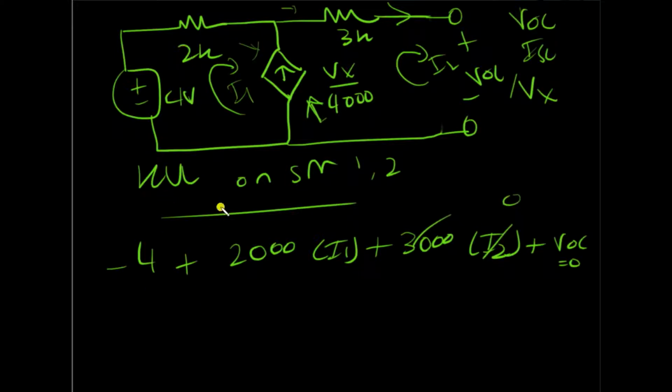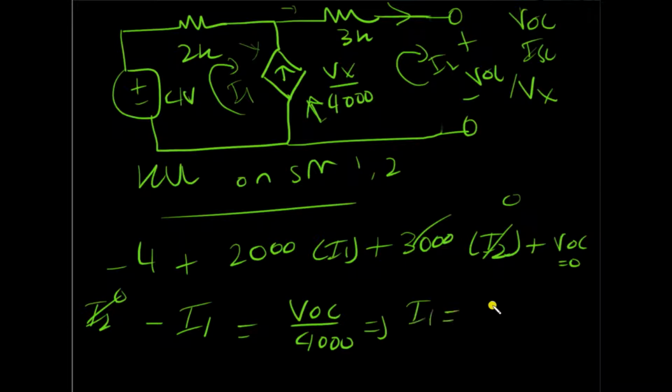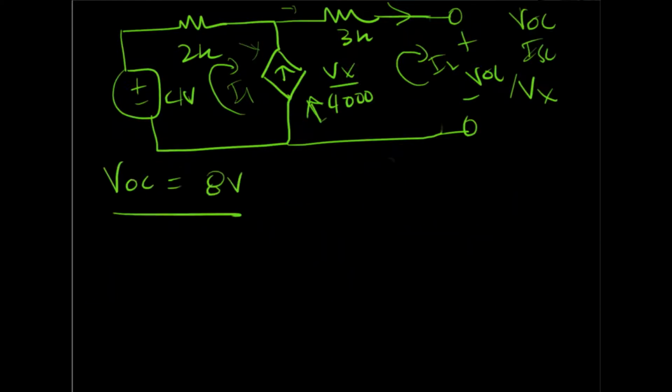And then also another equation, because there's a current source here. So that is I2 minus I1, which is equal to VOC divided by 4000, and I2 is 0. So that means I1 is equal to minus VOC divided by 4000. So I have two equations and I have two unknowns. So I can just plug them in and find the values. By solving the two simultaneous equations, this is what I got for VOC. So this is our VOC.